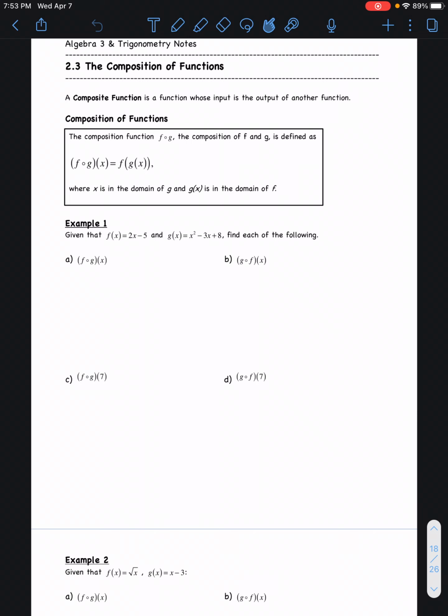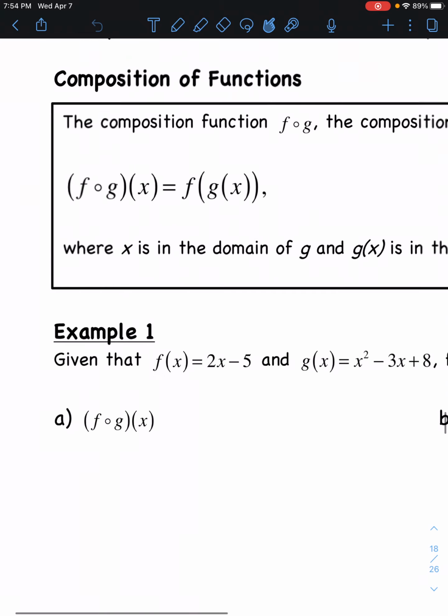Now, a composite function is a function whose input is the output of another function, meaning the one function goes into another. That's kind of the short way of putting it, the non-formal way. So here in the table, the composition function f of g is defined as the following here. You can see it can be written in two different ways. And what this is saying is that function g is actually being input into the x for function f.